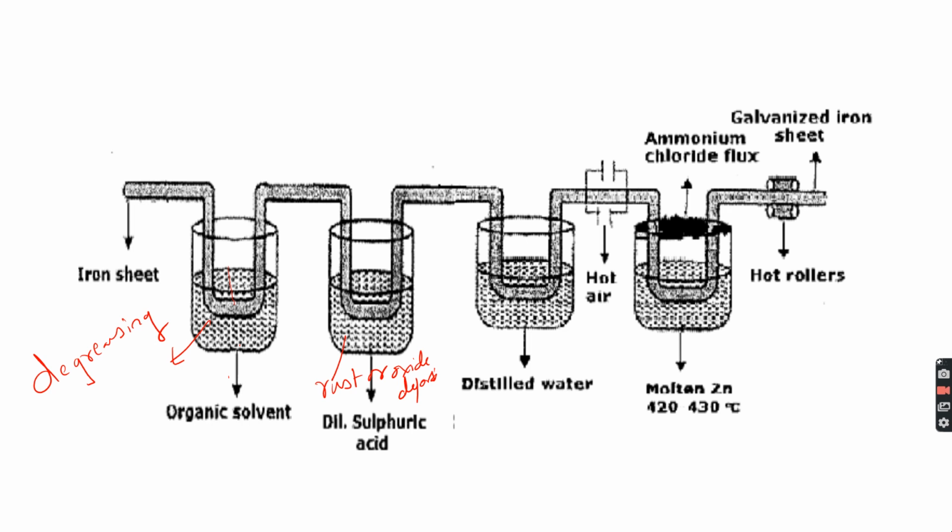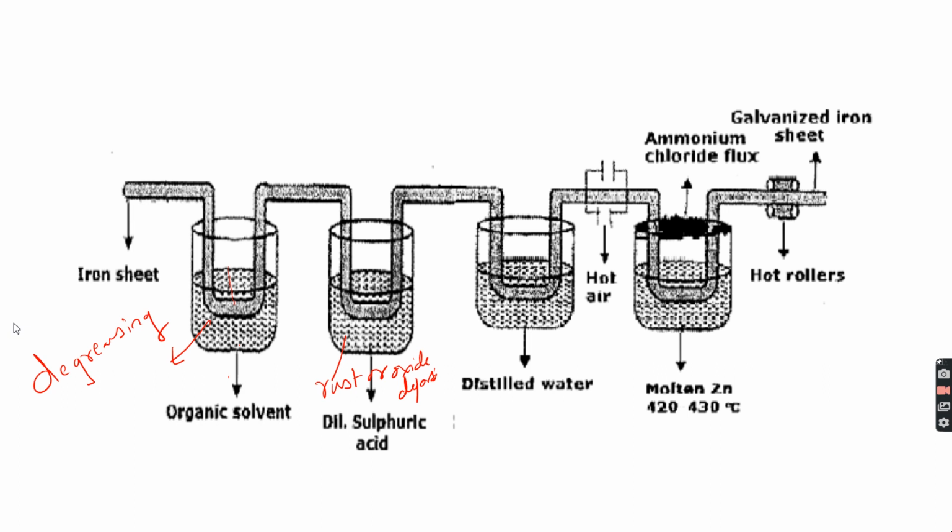Then, after the organic solvent and the dilute sulfuric acid, if you directly subject it to the galvanization process, then H plus ions present in the sheet help the reduction reaction when you expose it to the atmosphere.